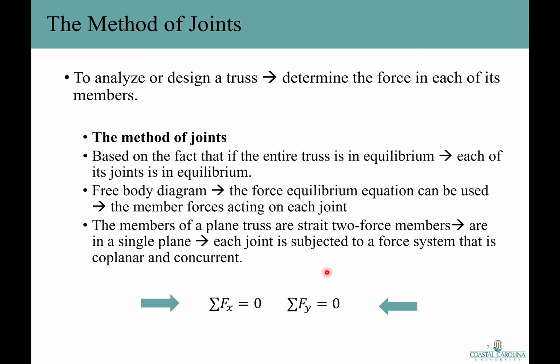So, if the free body diagram of each joint is drawn, the force equilibrium equations can then be solved to obtain the member forces acting on each joint. Since the members of a truss are straight two-force members in a single plane, each joint is subjected to a force system that is coplanar and concurrent. As a result, we need to make sure that these two equations are satisfied for equilibrium: the sum of the forces in the x direction equals 0, and the sum of the forces in the y direction equals 0.